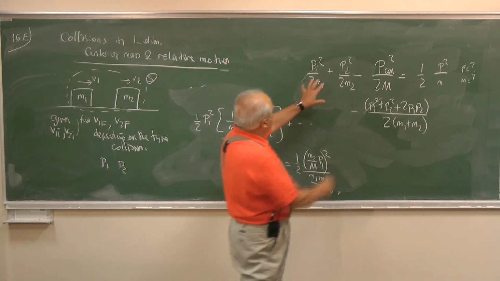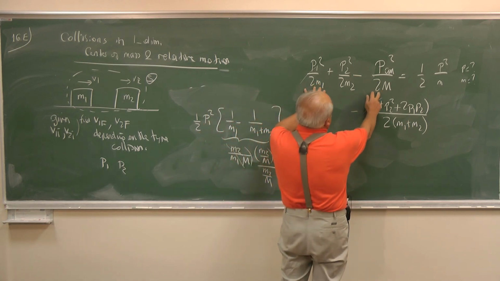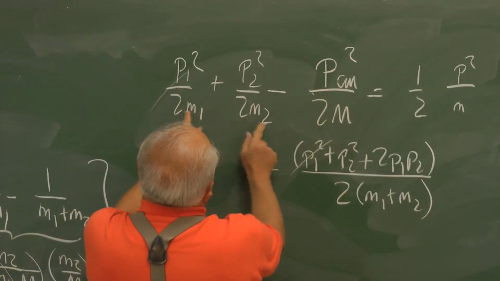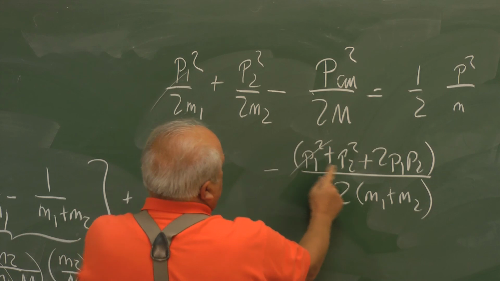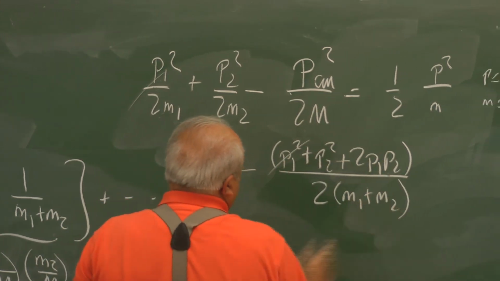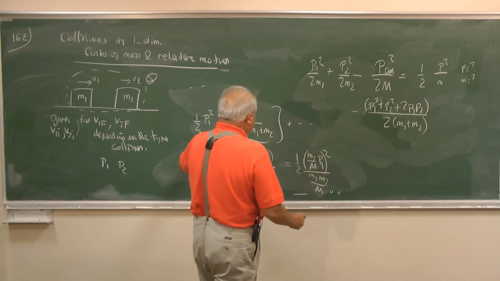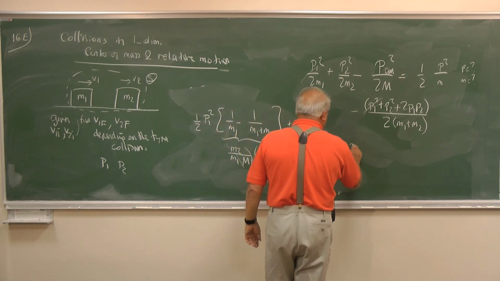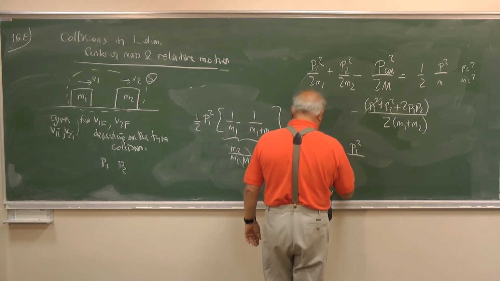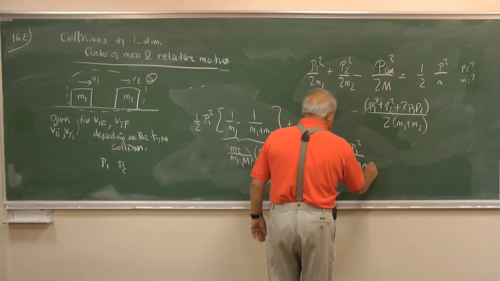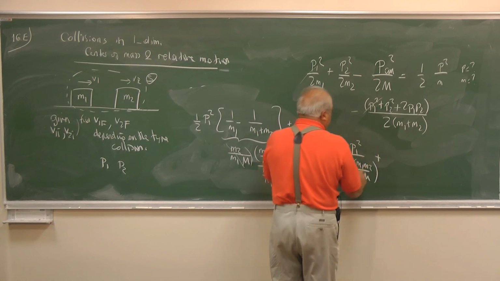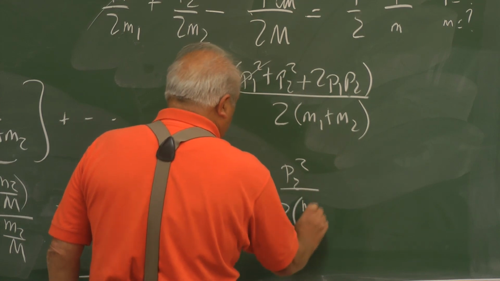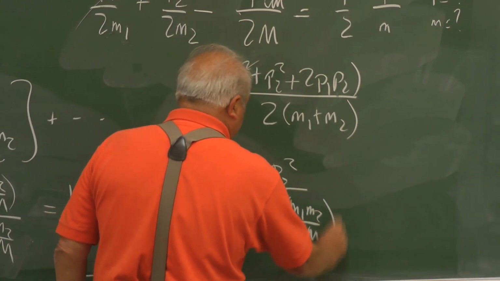Now, this expression is symmetric between the indices 1 and 2. If we change the indices 1, 2 to 2, 1, nothing changes here, and nothing changes here and there. So I know what the other one is. The other term is, so I have P1 square over 2 M1 M2 over M. The other one I can immediately write, P2 square over 2 M1 M2 over M.